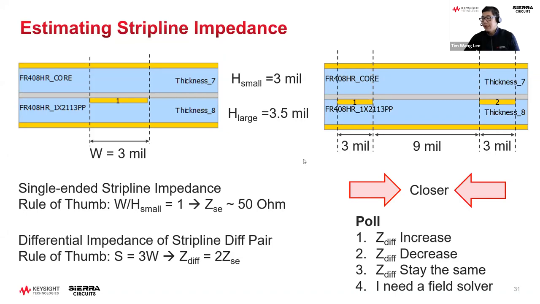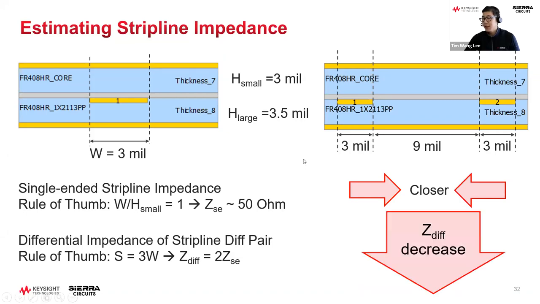I think the majority thinks it's going to decrease, and it is the case. When you move the traces closer together, the differential impedance is going to decrease. That's why when you get them closer together, you need to make the line narrower to increase the differential impedance. So that's another rule of thumb that we need to remember: when you move two differential traces closer together, you decrease the differential impedance.